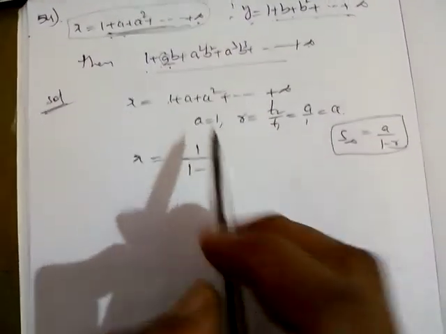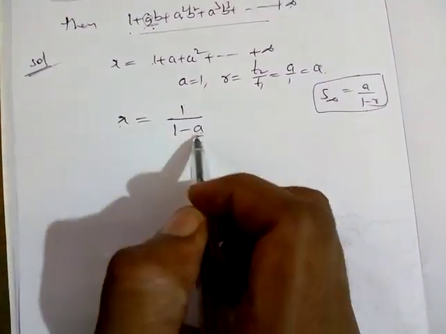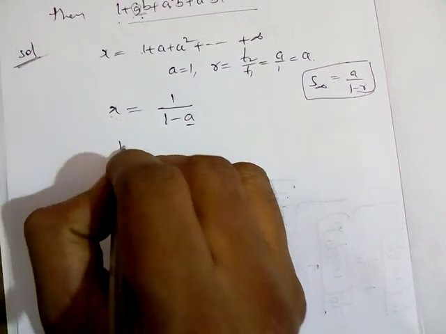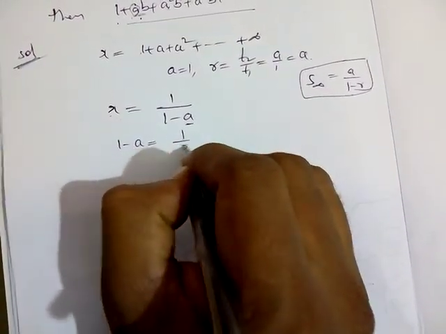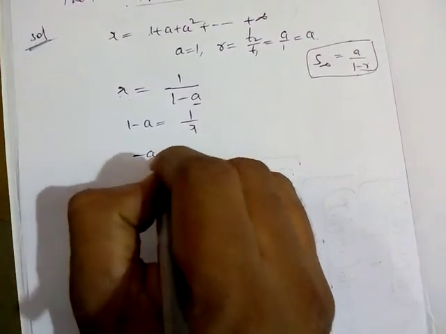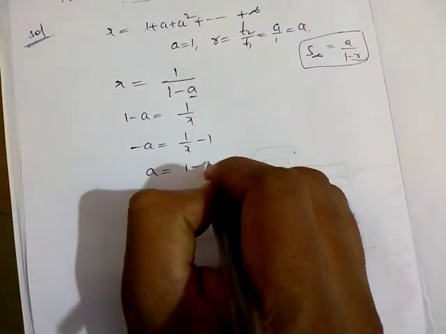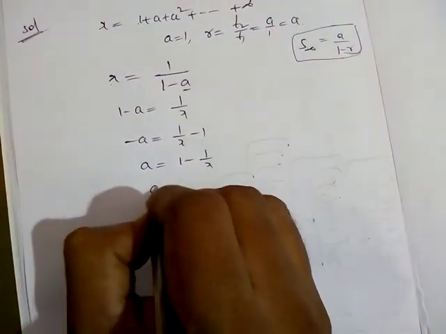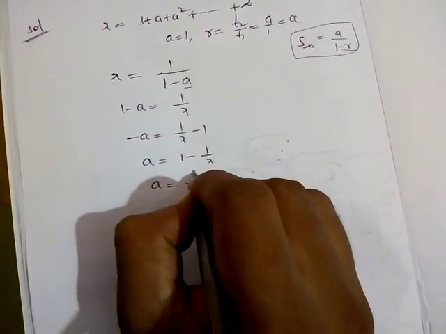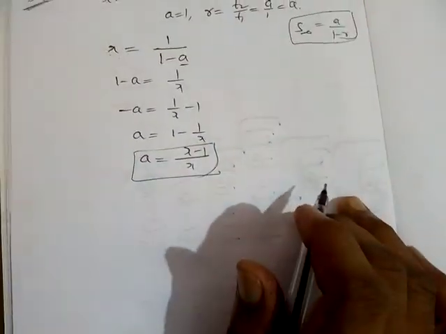Now we are asked to find 1 plus ab plus a square b square, which means we want the a value and the b value. So from this one we have to find the a value in terms of x. So we have to find a. Cross multiply: 1 minus a is equal to 1 by x. So minus a is equal to 1 by x minus 1. A is equal to 1 minus 1 by x. So a is equal to x minus 1 by x.